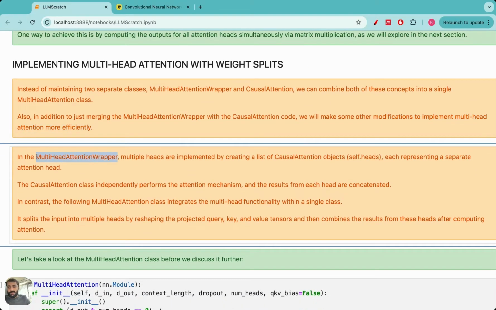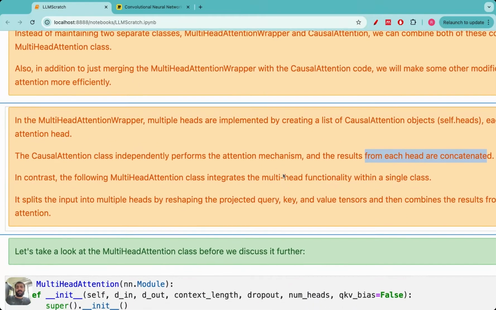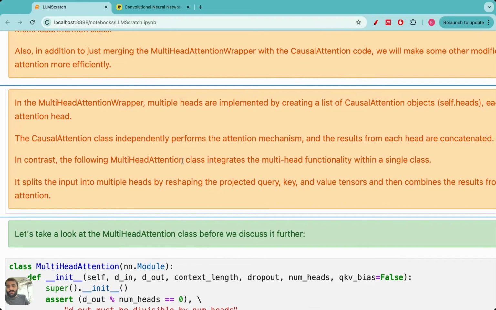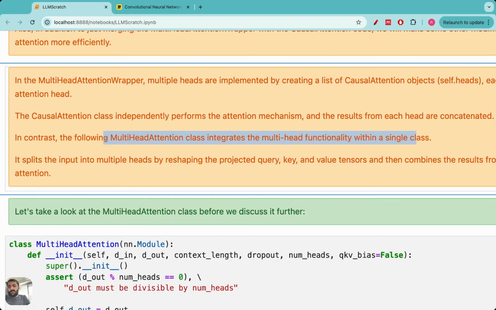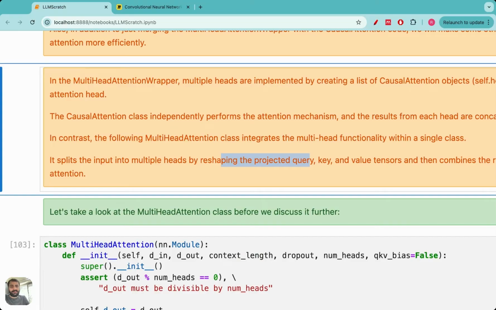As I told you earlier, in the multi-head attention wrapper, multiple heads are implemented by creating causal attention objects, and the causal attention class independently performed the attention mechanism, and then the results from each attention head were concatenated. Now we are going to implement a class called the multi-head attention class, and we are going to integrate the multi-head functionality as well as the causal attention functionality within a single class. The way we are going to do this is that the class splits the input into multiple heads by reshaping the query, key and value tensors. Let's see what this means. Don't worry about this sentence.